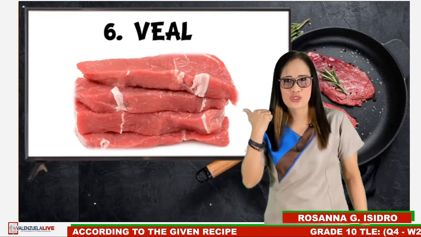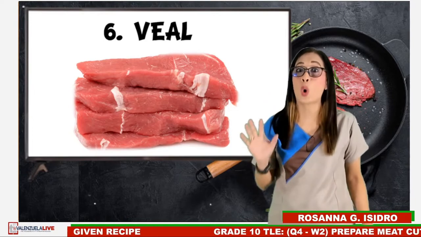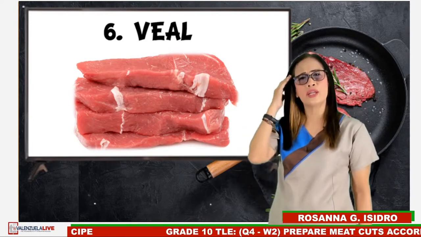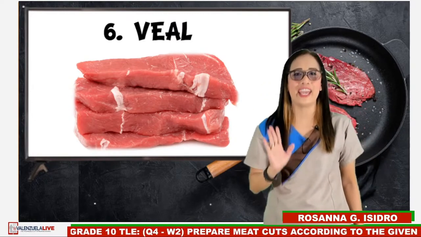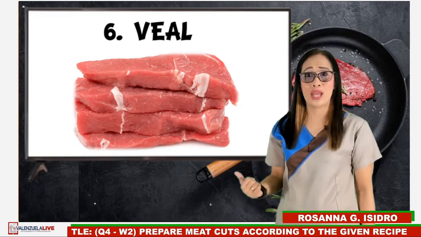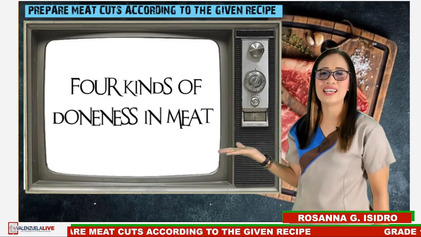This is the flesh of a young calf, 4 to 5 months old. Some consider it to be the finest meat because of its age. Now let's move to the four kinds of doneness in meat.